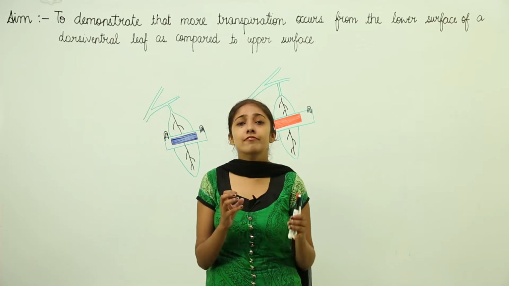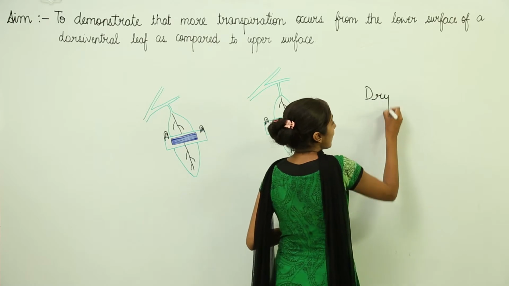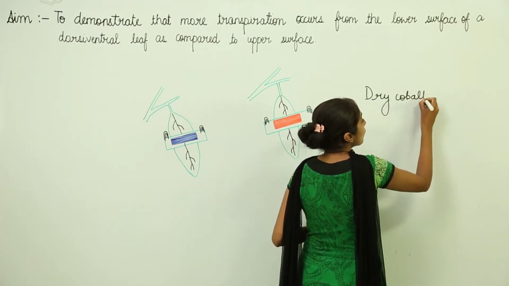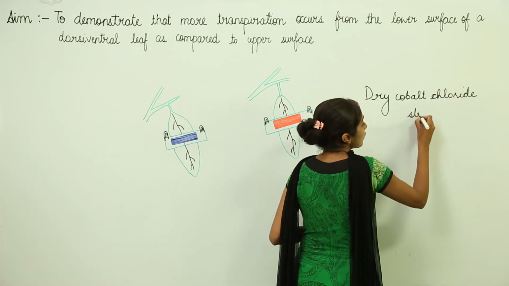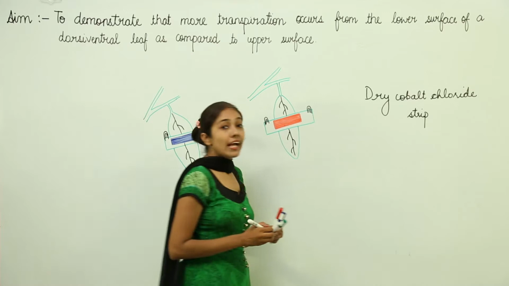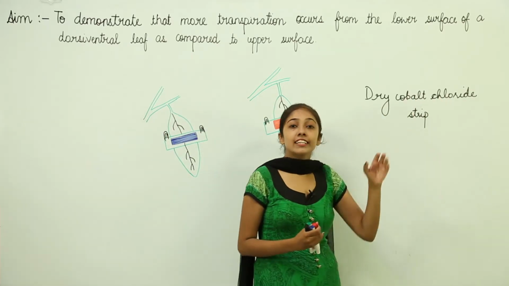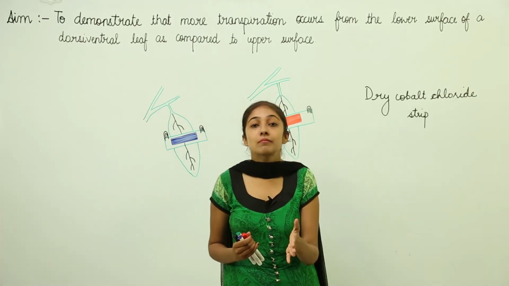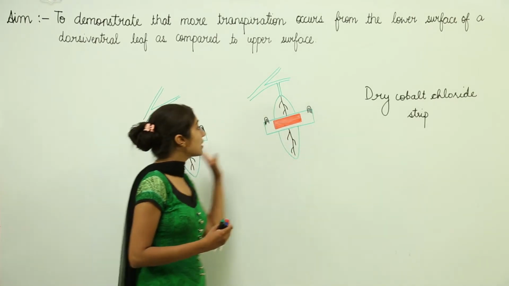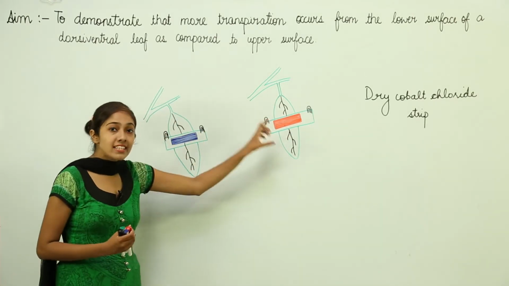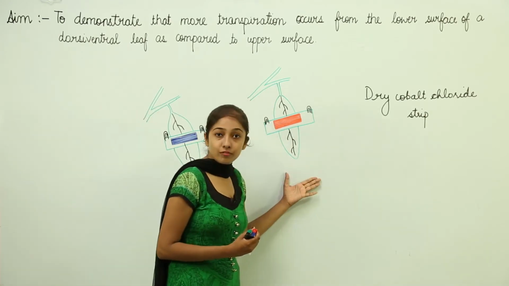So we are going to use a very special strip, remember the name, it is dry cobalt chloride strip. Right? Now, one thing very special about this dry cobalt chloride strip is that it is going to turn pink when it comes in contact with water. So, we are going to use this strip on both the surfaces of the leaf. Means we are going to place the strip on the upper surface of the leaf and on the lower surface of the leaf also.